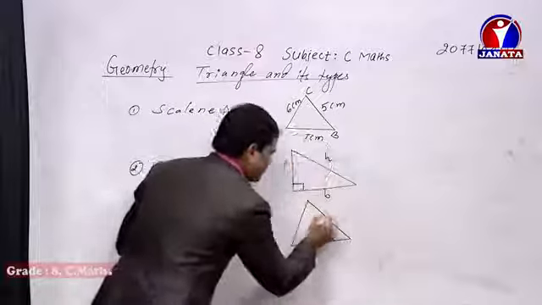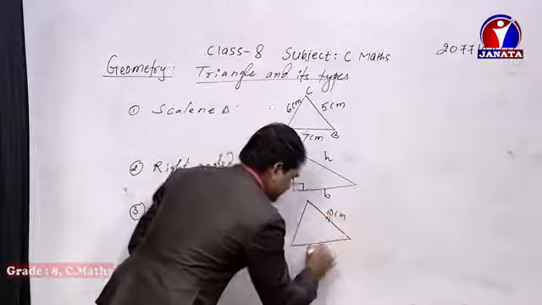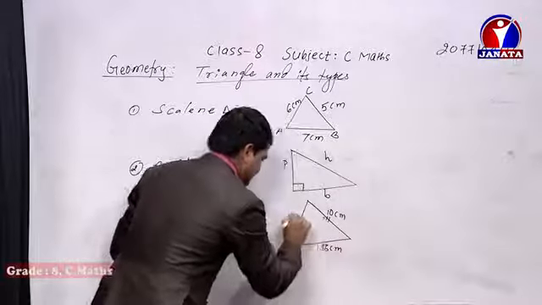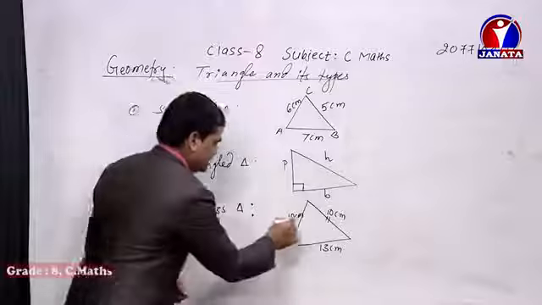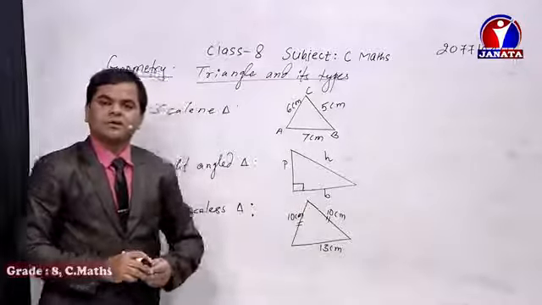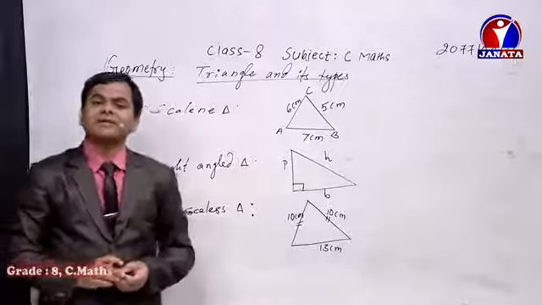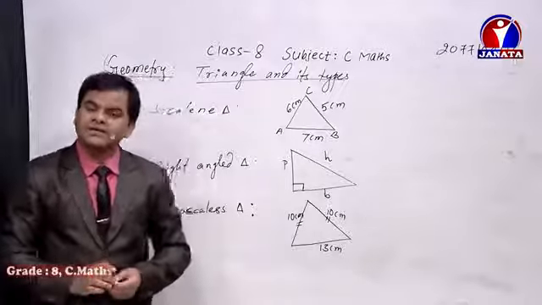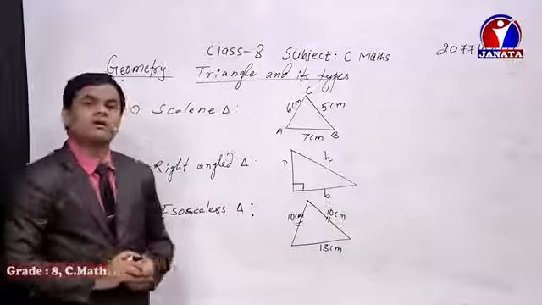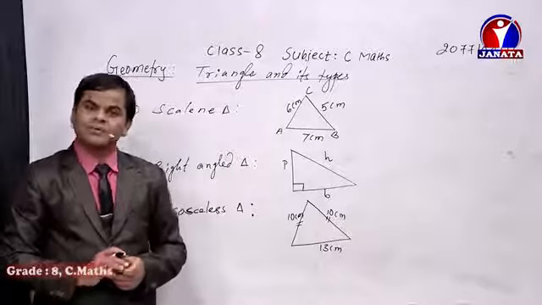For example, the length of this one is given as 10 centimeter, this one has 13 centimeter, and this one has 10 centimeter, dear friends. That means the lengths of this side and this side are equal. So this type of triangle is known as an isosceles triangle, a triangle having two sides equal. And not only two sides equal, dear students, its two angles are also equal. Opposite to the equal sides, those angles are equal to each other.